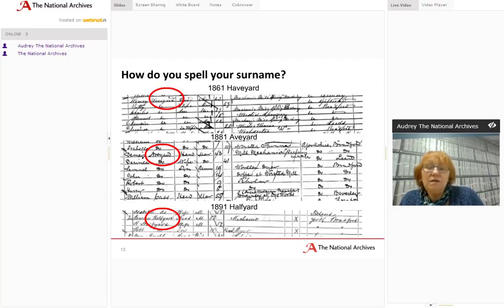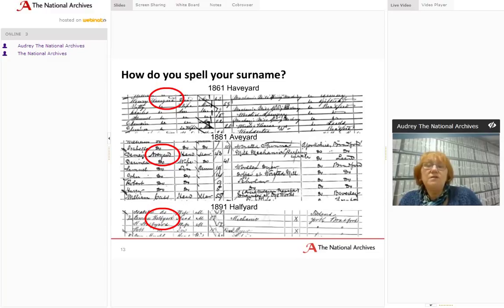And then in 1891, and again, it's the same family because he has a very distinctive first name, and he very kindly married a woman called Dorinda. So they're fairly easy to spot, but it's the same people and their surname this time. The H is back, but instead of AVE, it's ALF, so it's Halfyard.